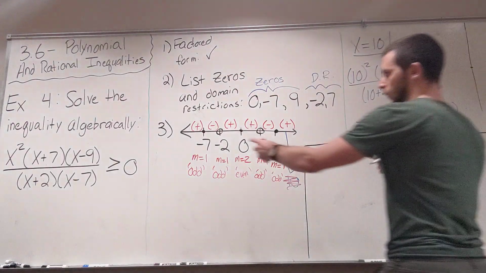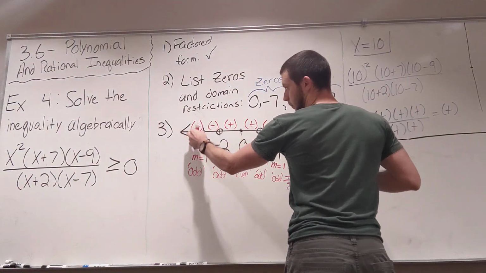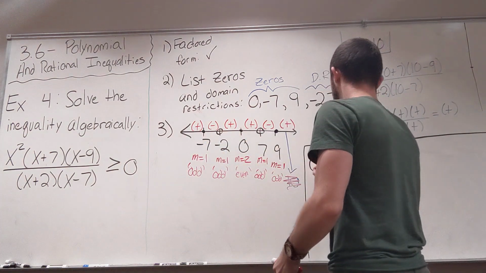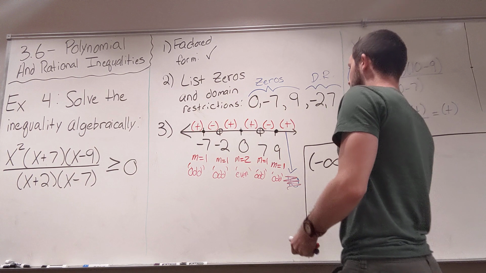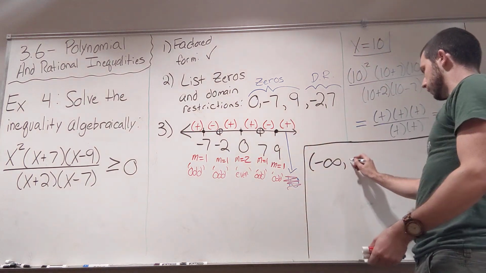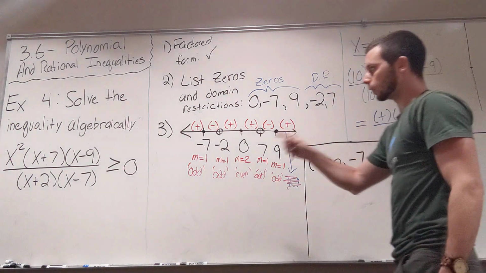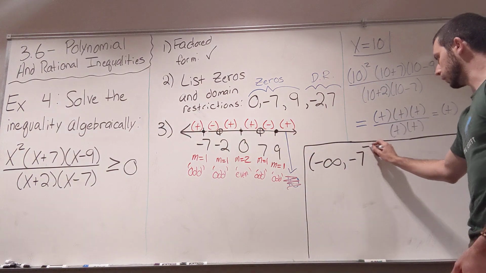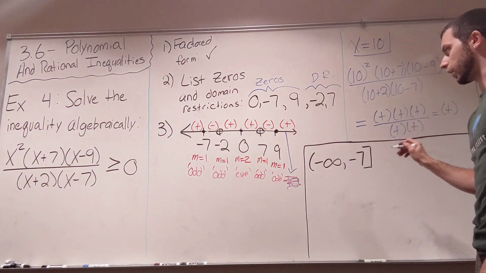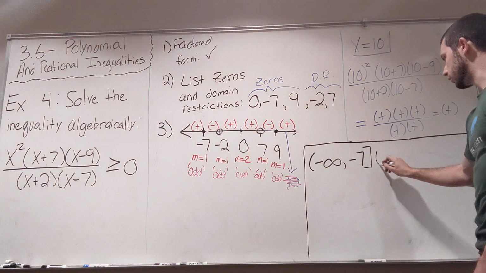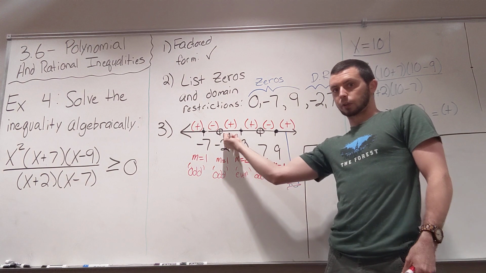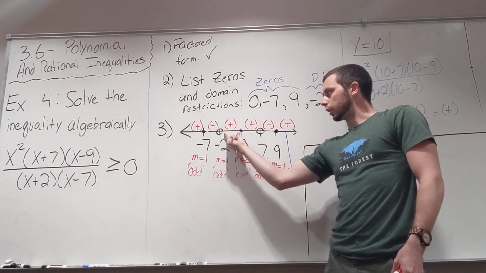So we can go ahead and start off with this segment because it's positive. This segment starts at -infinity and it ends at -7. And we include -7 because we filled in the point there, so that's why -7 would get a bracket. We're going to use a union because now there's this segment that is also included.